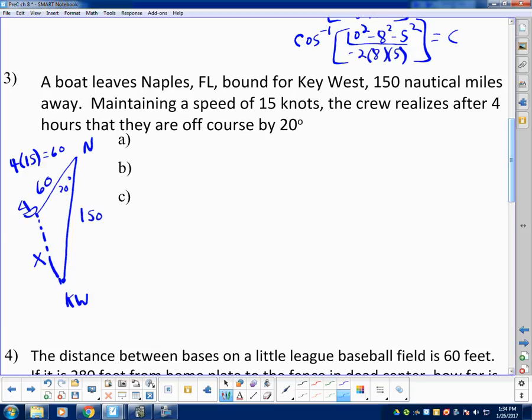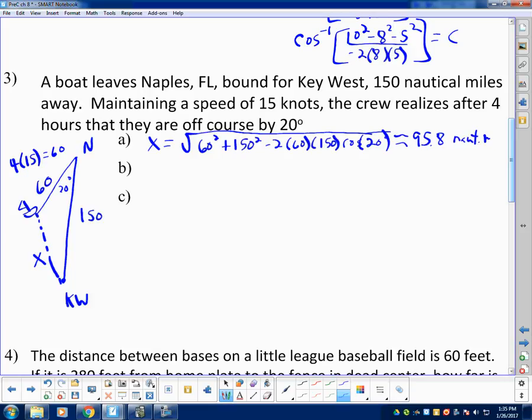So let's go ahead and use our law of cosines. We'd have x equals the square root of 60 squared plus 150 squared minus 2 times 60 times 150 cosine of 20 degrees. Plug that into your calculator, you get about 95.8 nautical miles. Way off course, 95.8 nautical miles right here.